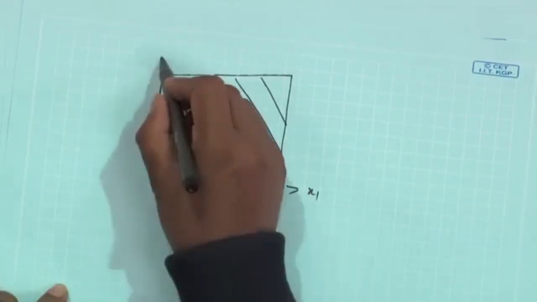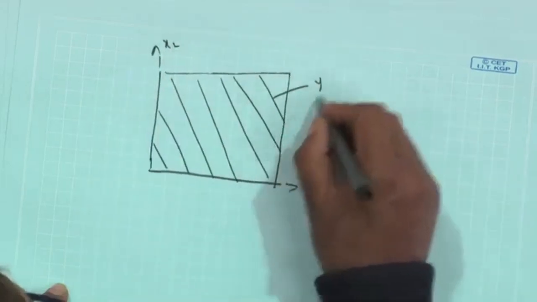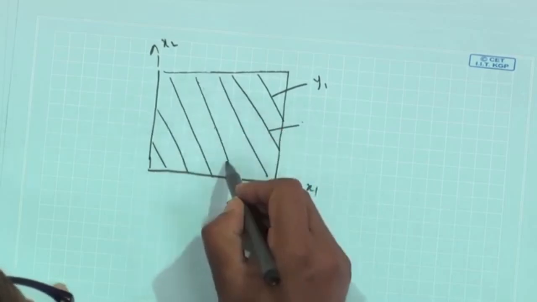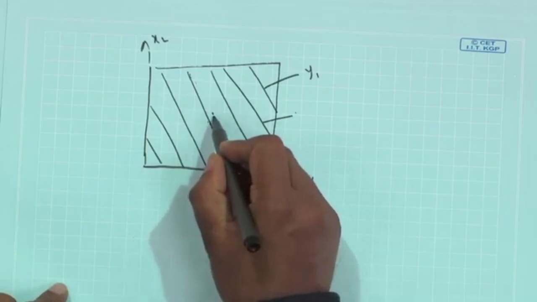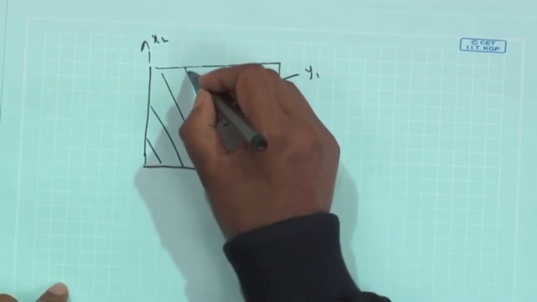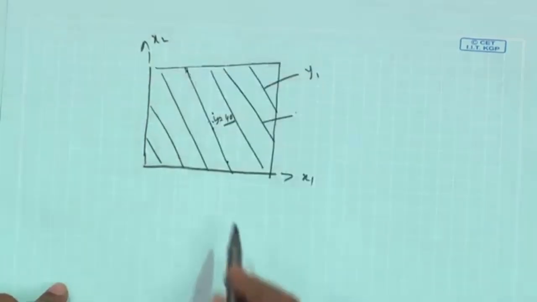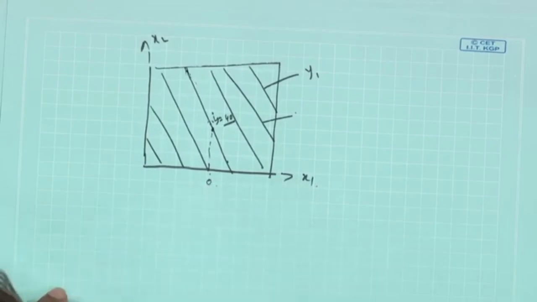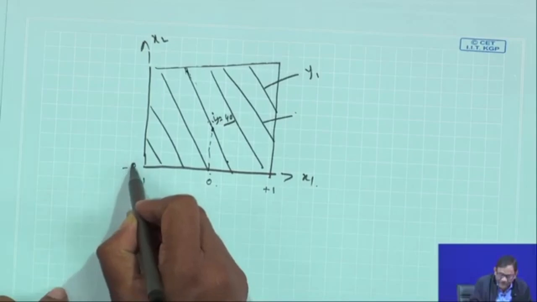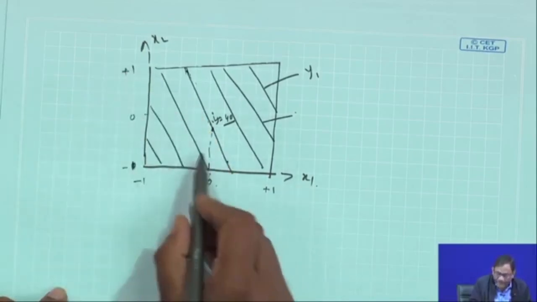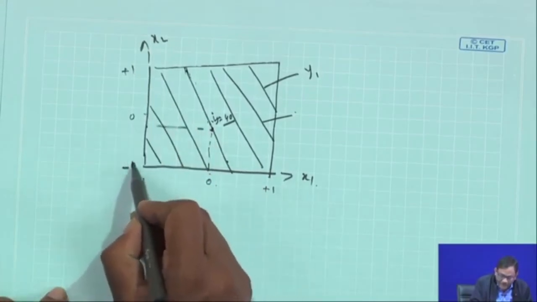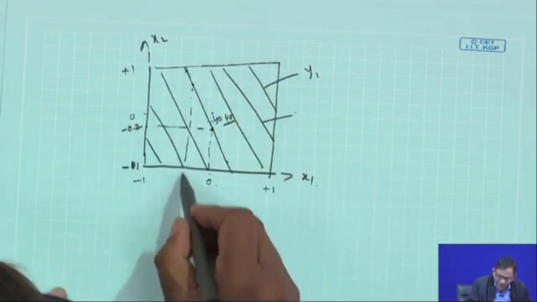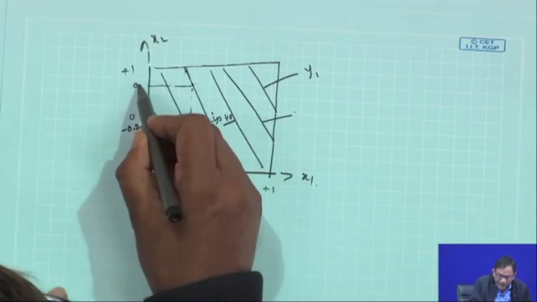This is, suppose, x1 and this is x2, and these are all y values. This is suppose y1, this is y2. What does it mean? Suppose any point on this line has a particular y value. Suppose this is 40, then here also 40, here 40, everywhere 40. If I consider this point and make a projection here, then x1 may be 0, this is minus 1, this is plus 1. This is again minus 1, this may be 0, this is plus 1. And this may be minus 0.2. Suppose I take a point here, this is again minus 0.2 and this may be 0.6.